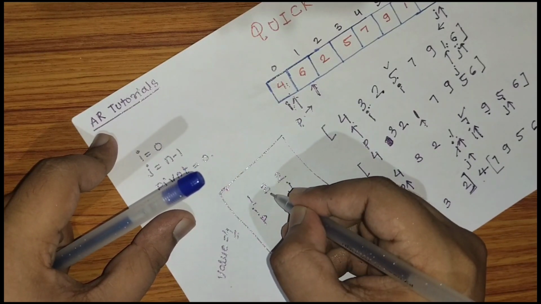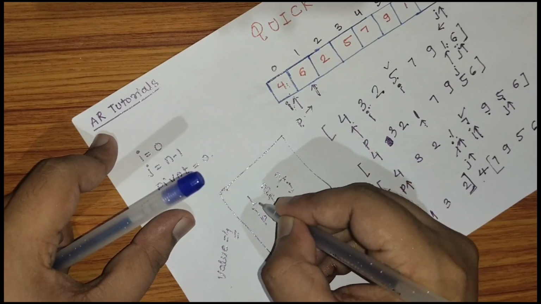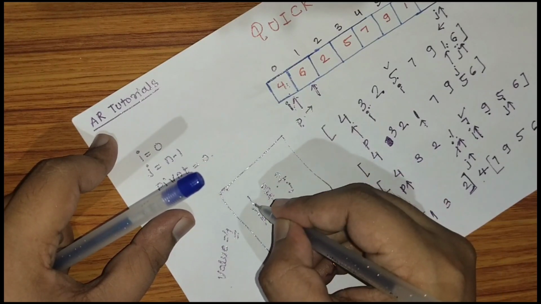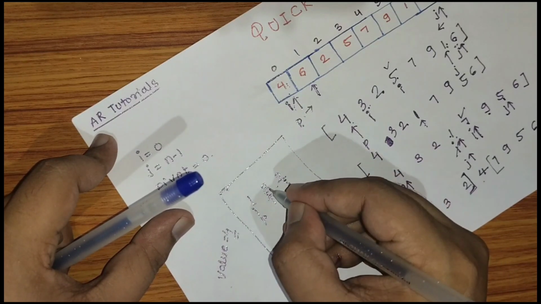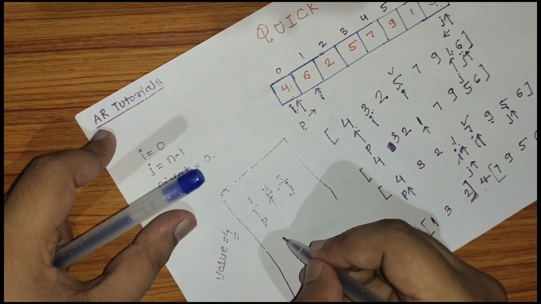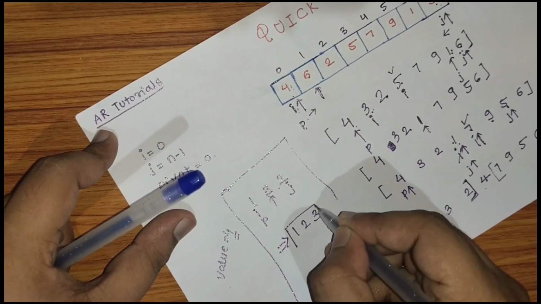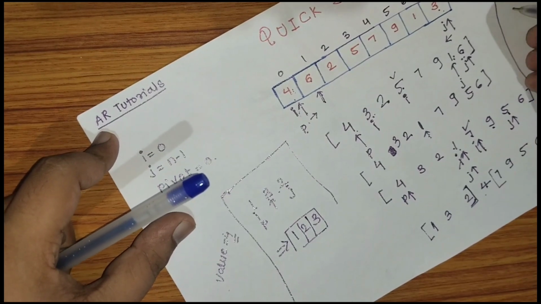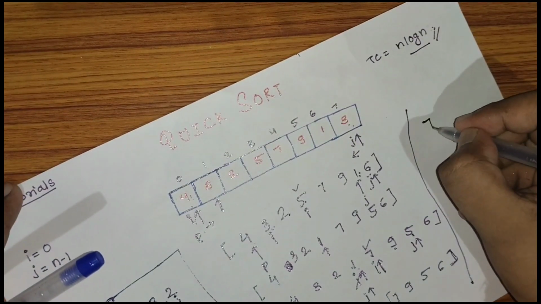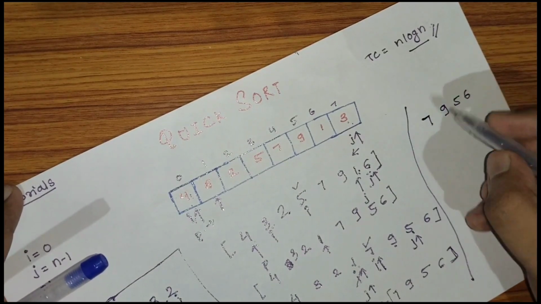Now at the I index the value should be greater than the pivot, yes, I have got that, and J should be lesser. But nothing is lesser than the pivot index. So this index would be swapped. So again there will be 1 2 3. Now this all has been swapped with 3. Now this 7 9 5 6, I'll merge it together.